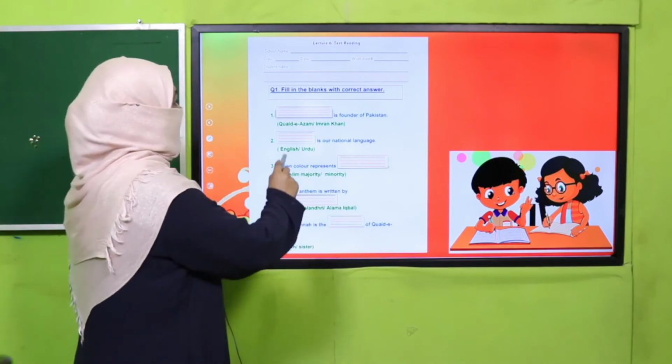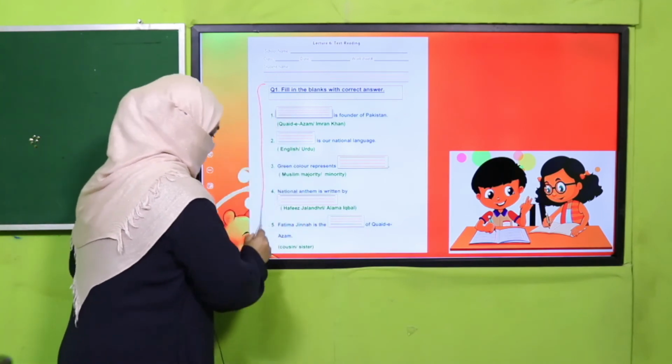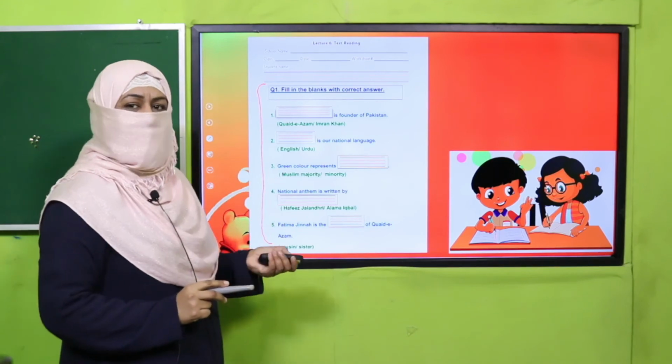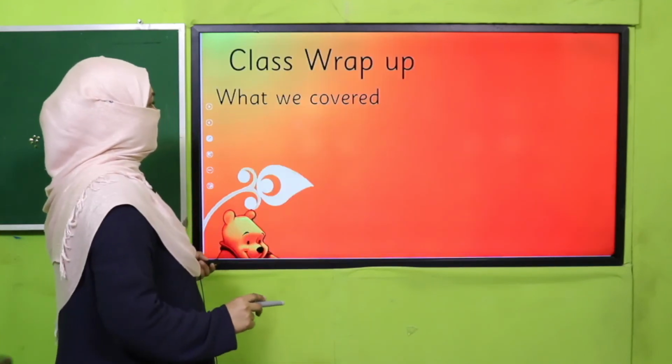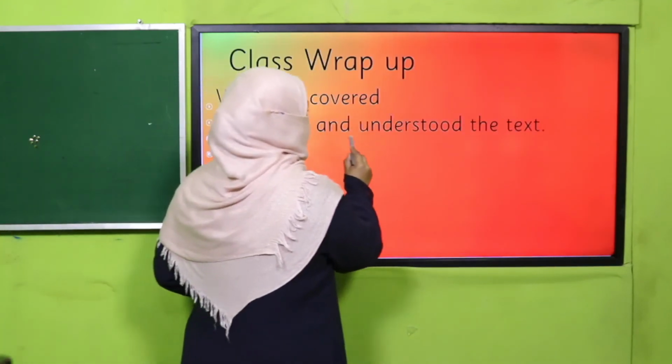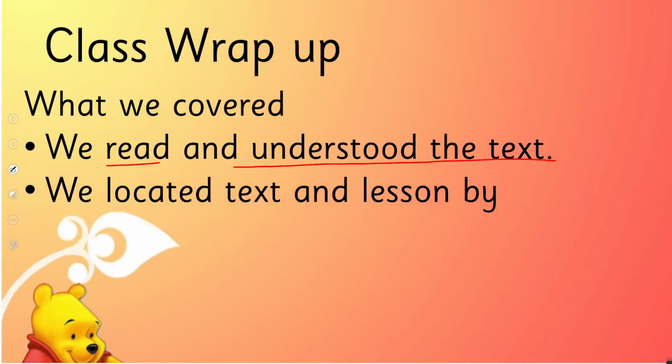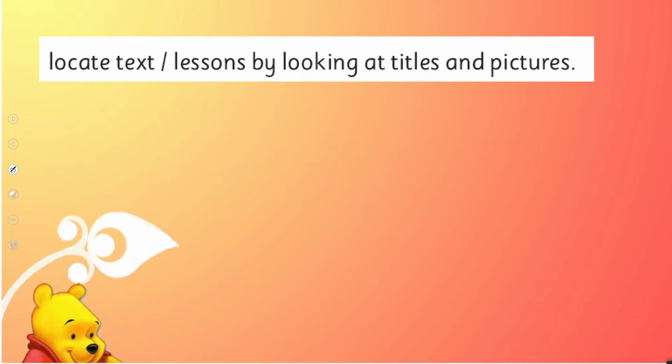And students, this is the information about our beloved country. So you will complete this worksheet. So what we have learned today, we read and understood the text. We located text and lesson by title and pictures. So in this way, we achieved our today's SLO to locate text or lessons by looking at titles and pictures.